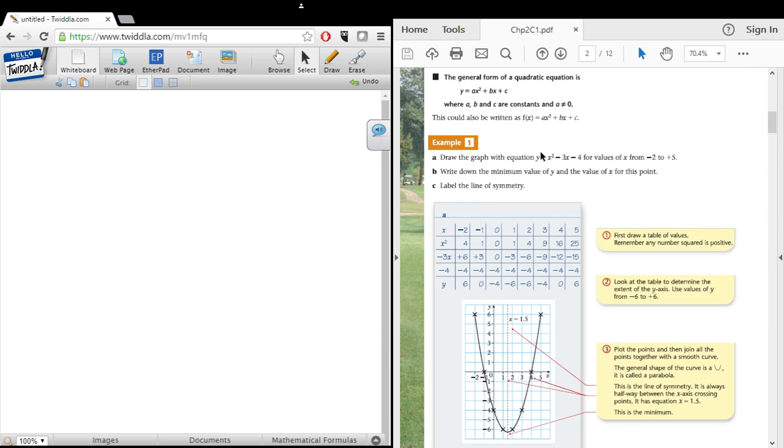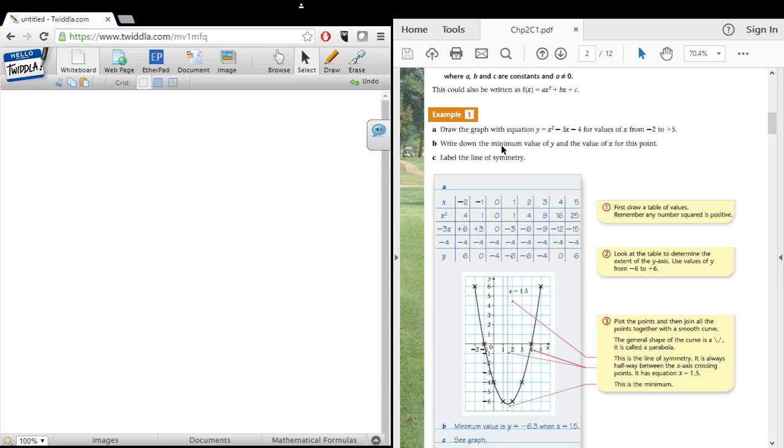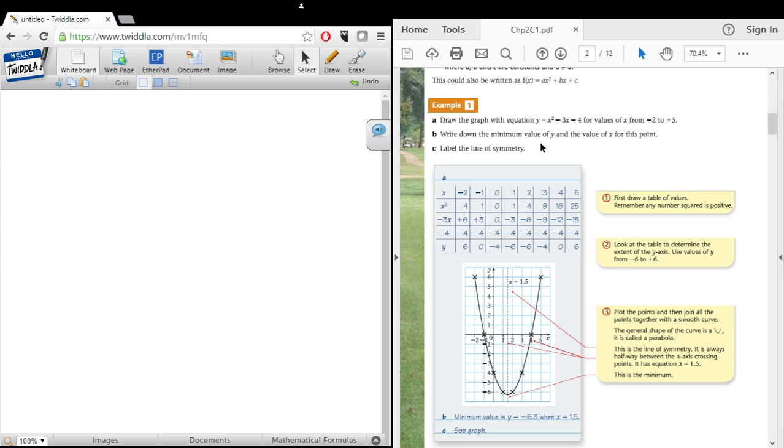As we go down we'll see that they've got an example here for us to consider, and this example is a simple plot and draw graph. So literally all they've done is said draw the graph with the equation y equals x squared minus 3x minus 4 for values of x from minus 2 to plus 5. Now I think everyone knows how to plot a graph, but let's just go over it once more.